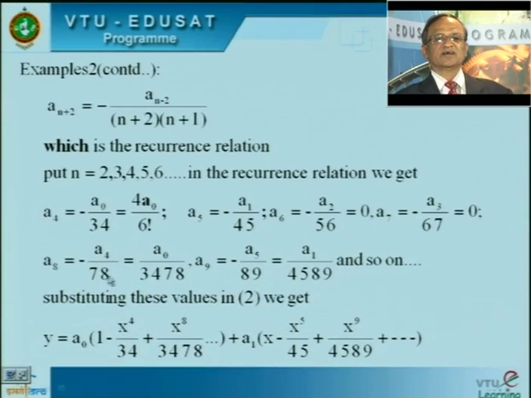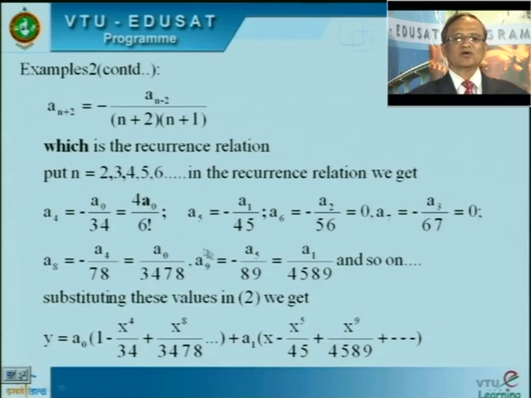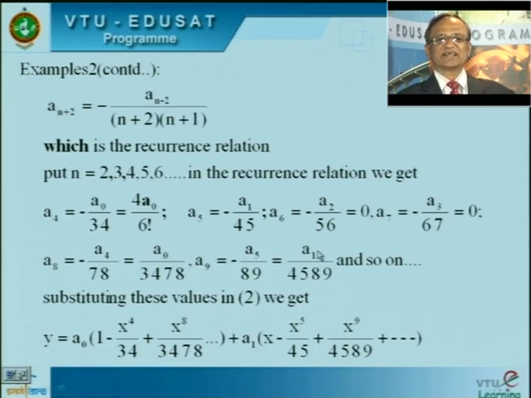So a8 can be obtained. Similarly, when we replace n by 6, I hope you can obtain a6 again in terms of a0. I hope you will get a0 by 3 into 4 into 7 into 8. Now I can obtain a9. For a9, I have to replace n by 7. You will get a5, so a5 is known. You have to substitute and simplify. After simplification, I can obtain a1 by 4 into 5 into 8 into 9 and so on, right.